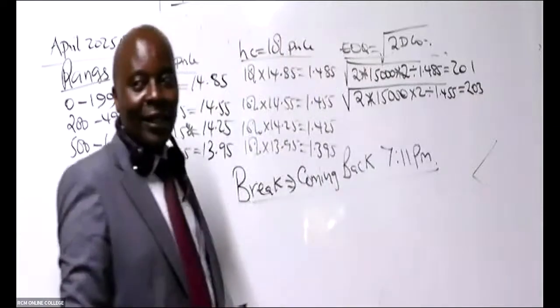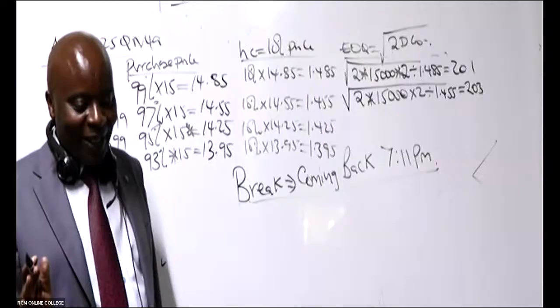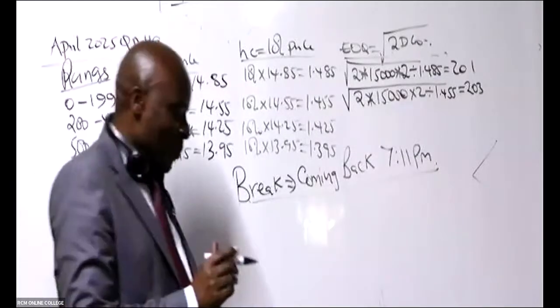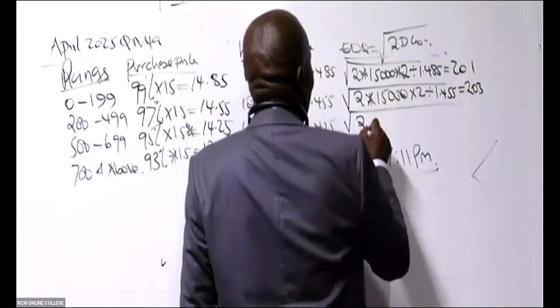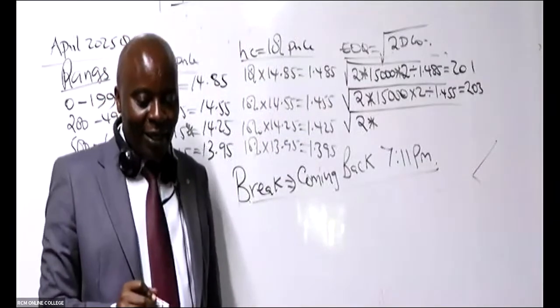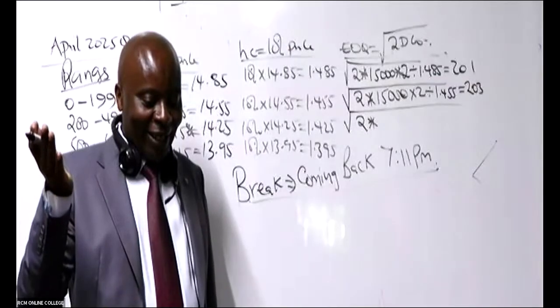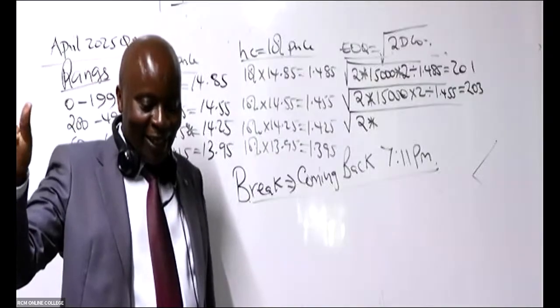Tumepotea, eh? Iko sawa. Iko sawa, eh? Iko sawa. So tuendelee mbele. So hapa unakuja unasema square root of. Ya, wanafunzi wa online msisikie vibaya. Si nyinyi nitawatumia M-Pesa. Wanafunzi wa online sitawatumia M-Pesa. M-Pesa na nyinyi mnataka M-Pesa.